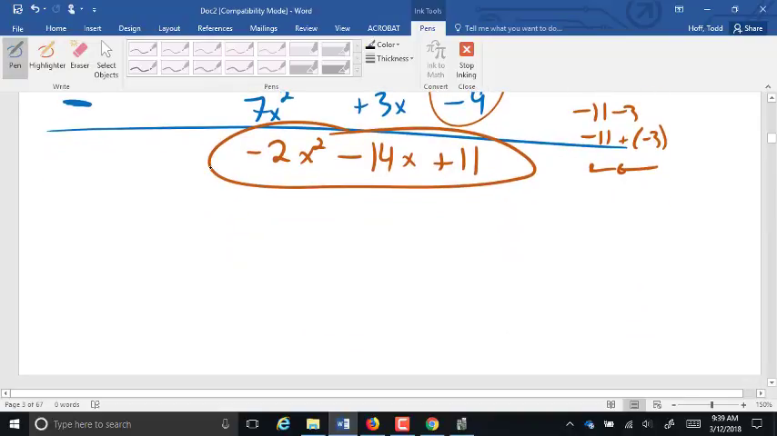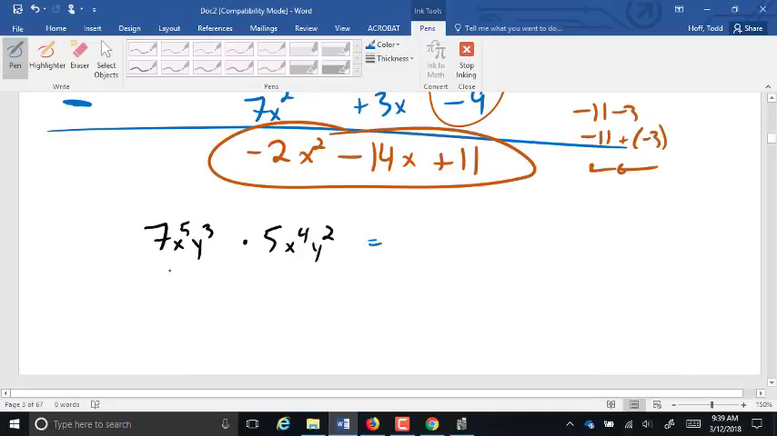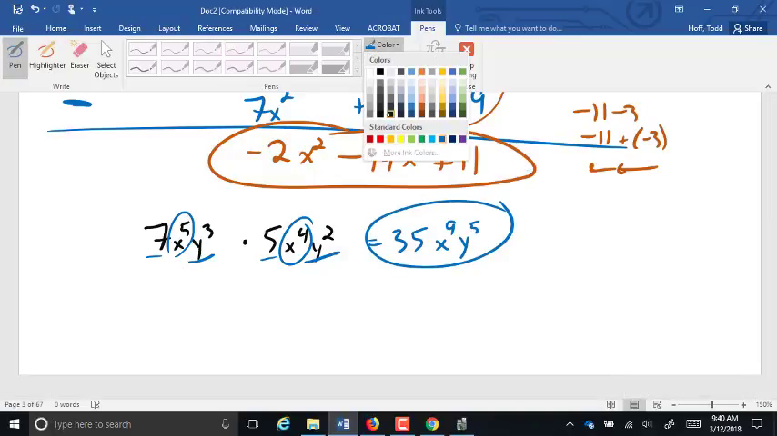We've done a lot of multiplying monomials, even with multiple names like 7x to the 5th, y to the 3rd times 5x to the 4th, y squared. Where we combine the counts. 7 times 5 is 35. And then we combine each name separately. X to the 5th times x to the 4th, x to the 9th. Y to the 3rd times y to the 2nd, y to the 5th. So 35x to the 9th, y to the 5th.